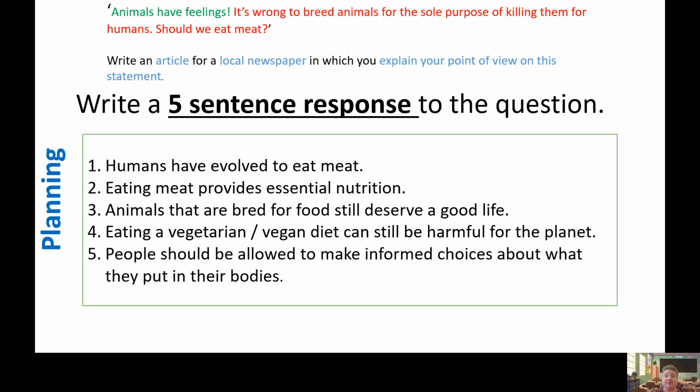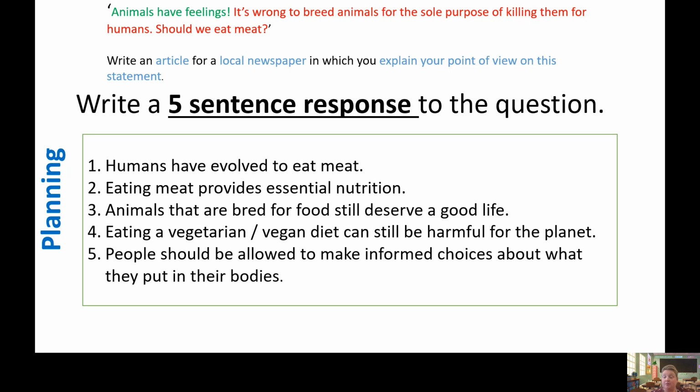A 5-sentence plan for this question may look like this. Humans have evolved to eat meat. Eating meat provides essential nutrition. Animals that are bred for food still deserve a good life. Eating a vegetarian/vegan diet can still be harmful for the planet. And people should be allowed to make informed choices about what they put in their bodies.